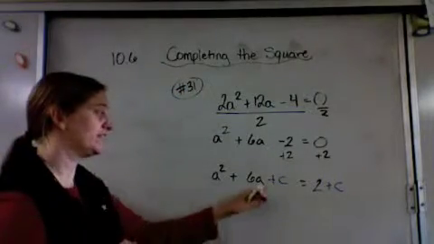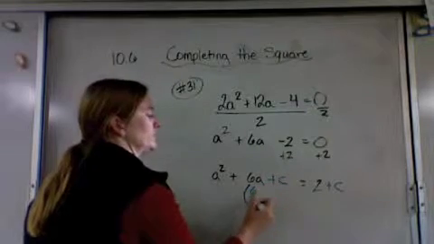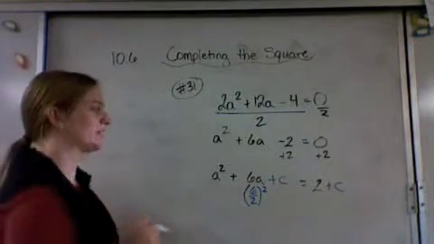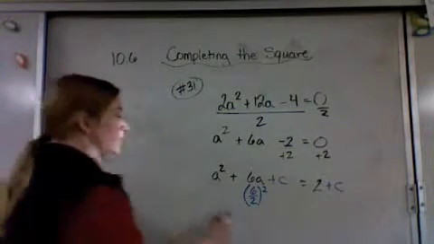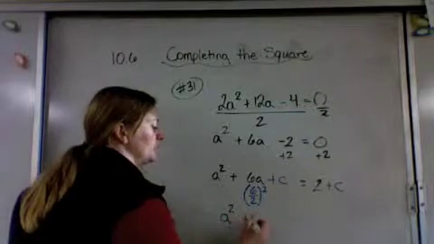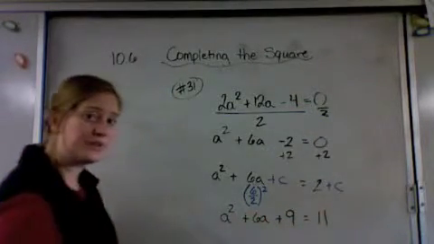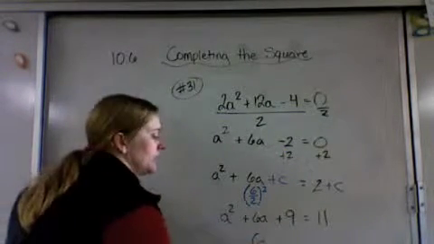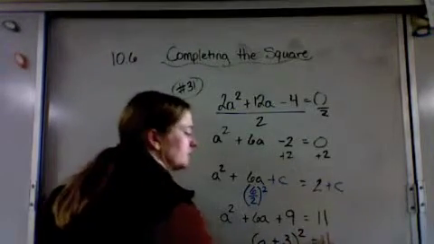The way we find c is we take the 6 divided by 2 and square it. So 6 over 2 squared. 6 divided by 2 is 3, squared is 9. So we're going to add 9 to both sides of the equation. When we add 9, this is what it looks like. a squared plus 6a plus 9 equals 11. Okay, now we have a perfect square trinomial. We can factor this to be a plus 3 squared, and that still equals 11.